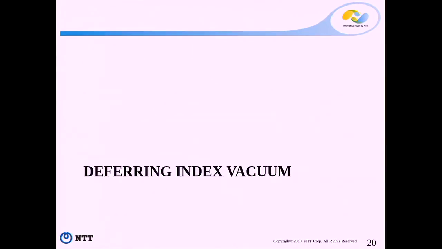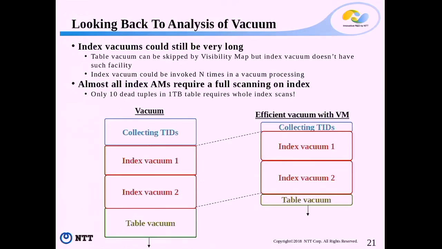Different index vacuums. So let's look back at the analysis of vacuum. As I explained before, the vacuum can work with the visibility map, and using the visibility map, we can reduce the amount of work for the first phase, collecting TIDs, and the table vacuum. But we don't have such functionality for index vacuum. And it's a fact that almost every index access method requires a whole index scan for bulk deletion. In addition to that, the index vacuum can be invoked multiple times, whenever we consume the maintenance work memory. So even if the table has only 10 dead tuples, on a very large table the index vacuum takes a very long time.